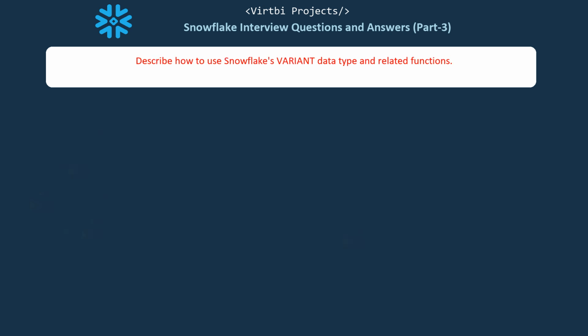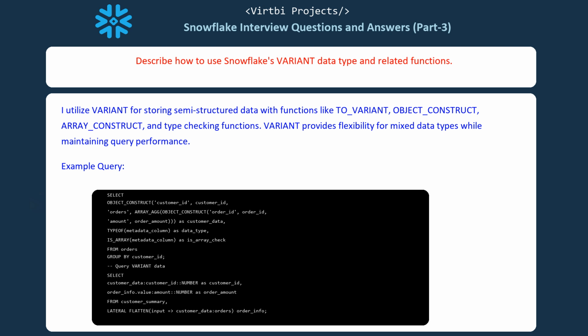Describe how to use Snowflake's variant data type and related functions. I utilize variant for storing semi-structured data with functions like to_variant, object_construct, array_construct, and type-checking functions. Variant provides flexibility for mixed data types while maintaining query performance. Here is an example query.